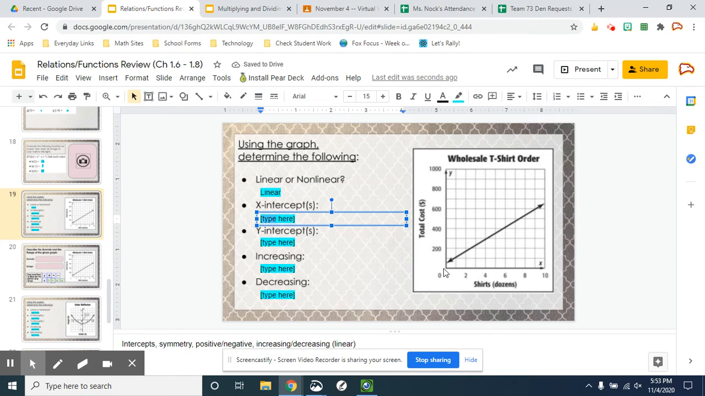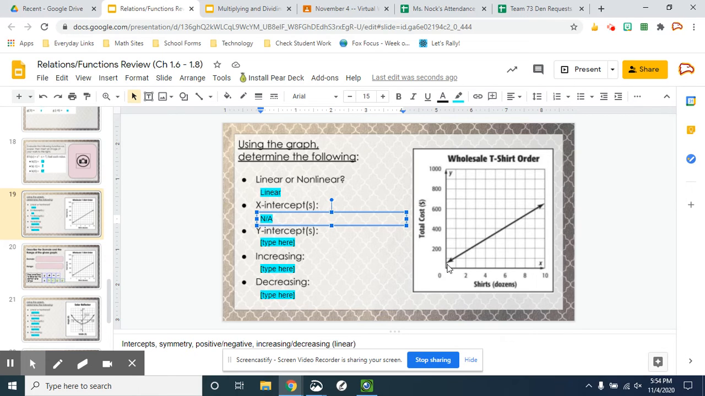There is no x-intercept that we can see. And that would make sense here because you can't go into the negative side of dozens. You can't order a negative amount of something. So we would not end up having an x-intercept here. That would be real world.